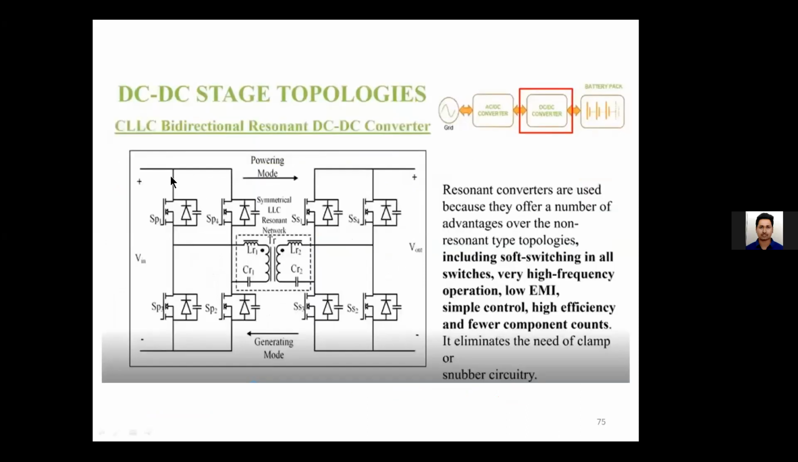Similarly, we have some other configurations similar to the previous one, but here we have a resonant DC to DC converter, which has advantages in terms of soft switching. Here we use a soft switching technique such that the overall switching losses are reduced. That is the advantage we get through soft switching. And here also we generally use very high frequency. One more advantage is that the electromagnetic interference will be low and efficiency high.